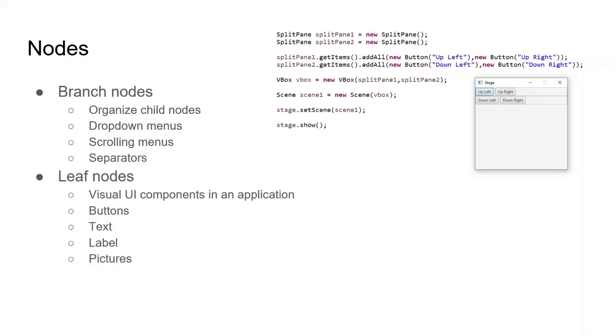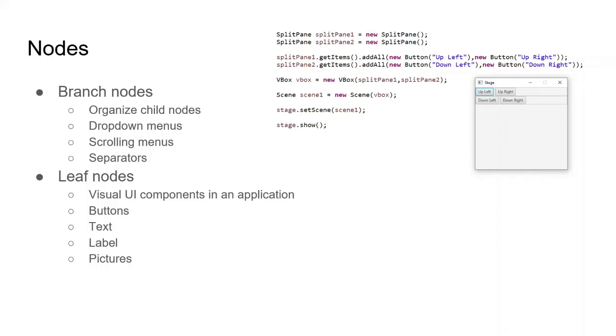And so we organize them vertically with a VBox, and we add them both. And since these are branch nodes, you can see the VBox contains two branches, which is split pane 1, split pane 2, and each of those contains two branches and two leaves, which are the buttons. And so you can see how it's organized. You can see it organized vertically. Then within each vertical thing, the buttons are organized left to right.